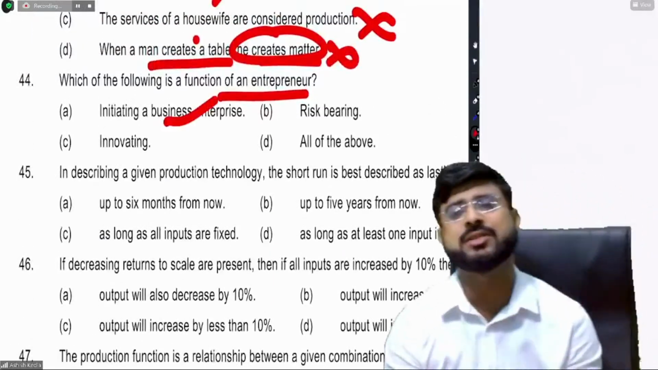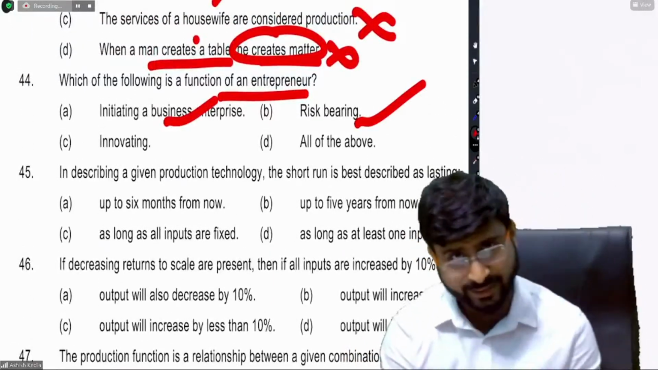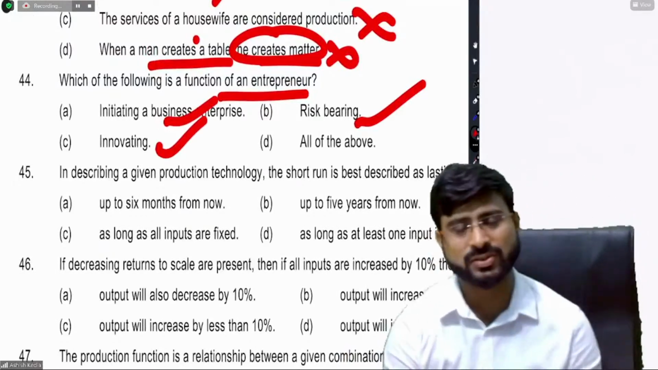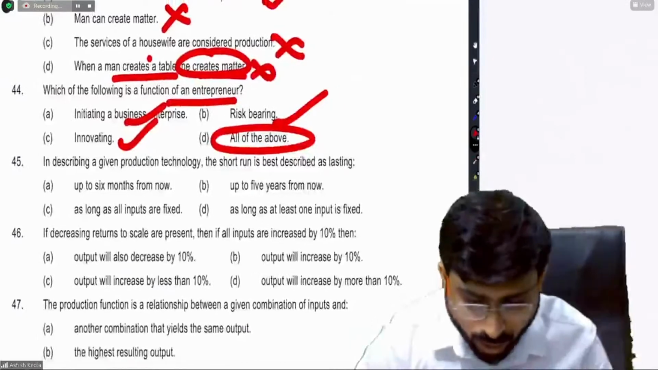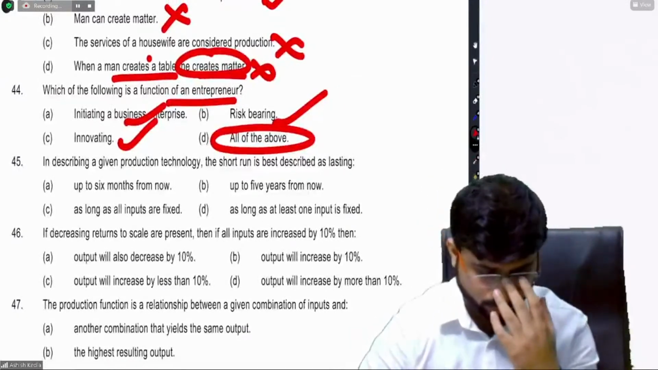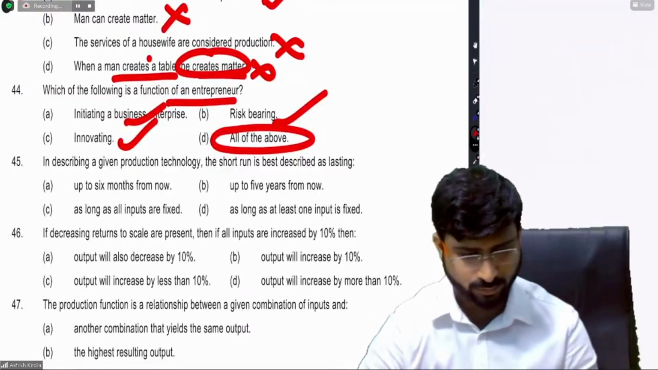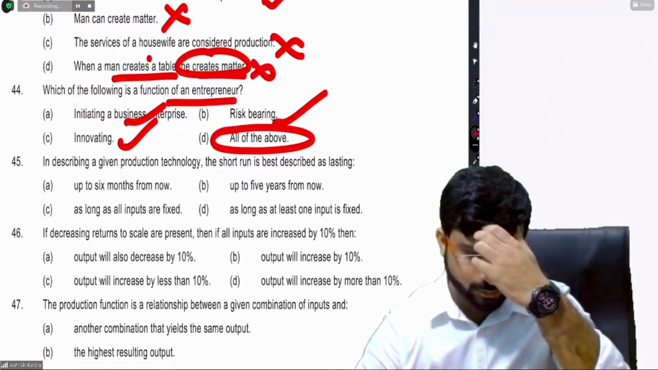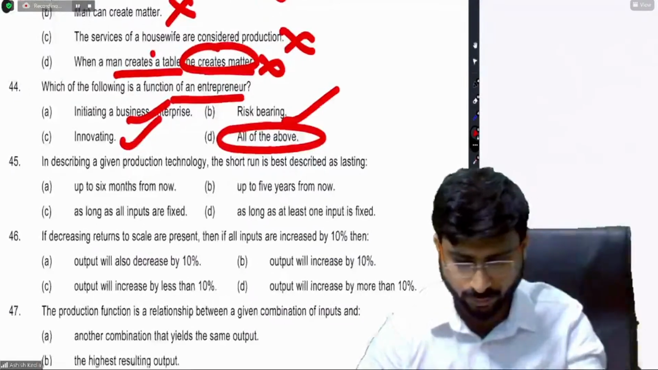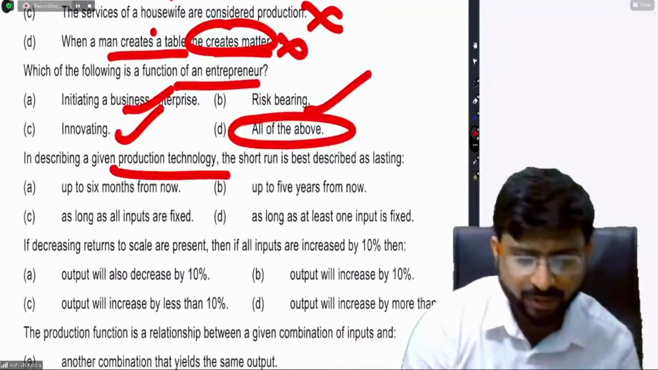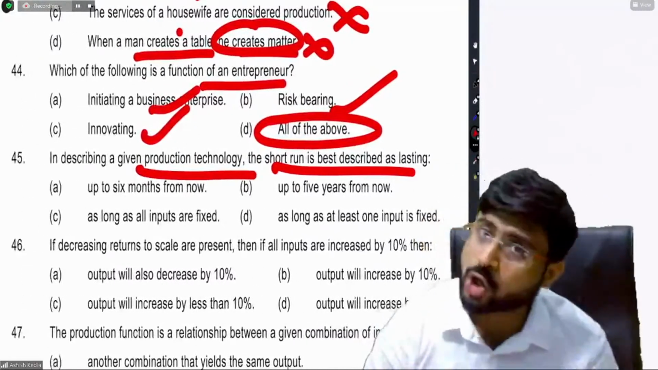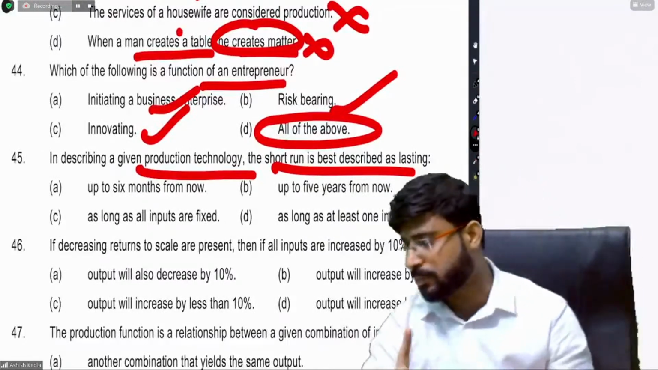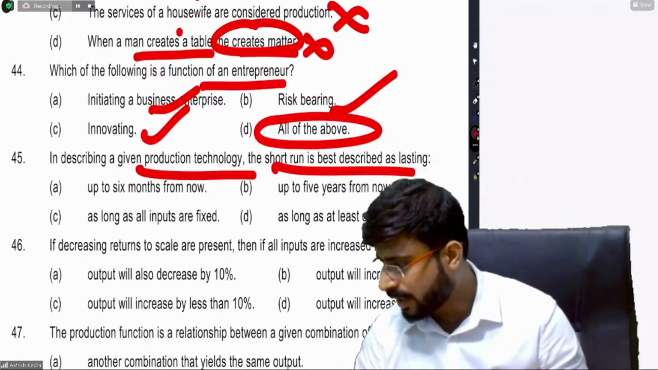Yes. Initiating a business. Correct. Risk bearing. Yes. Innovating. Yes. So the answer is all the above. Okay. In describing a given production technology, what is the definition of short run? I have taught you multiple times. Come on, friends. You cannot be wrong here. Come on. Answer me.